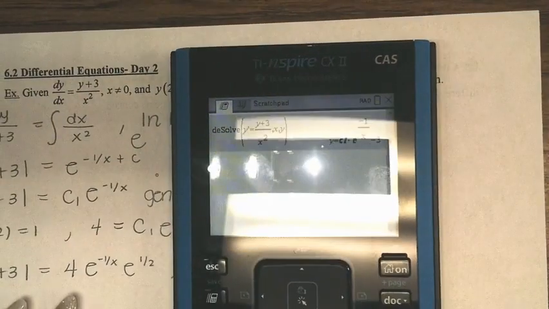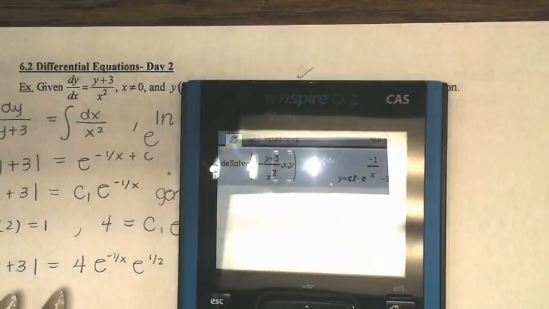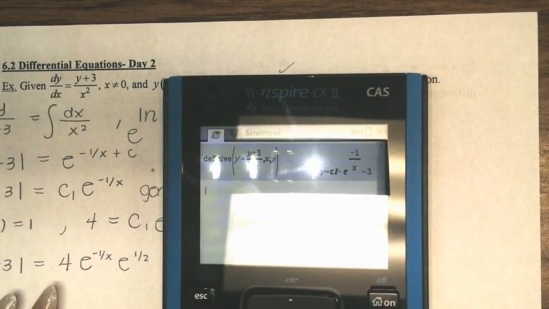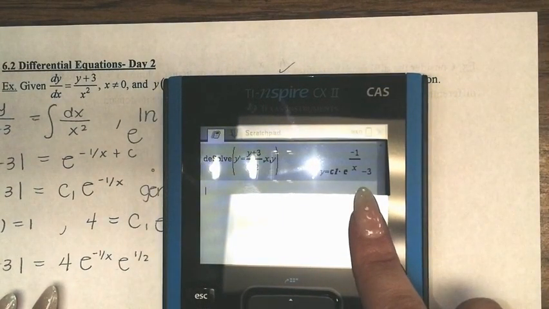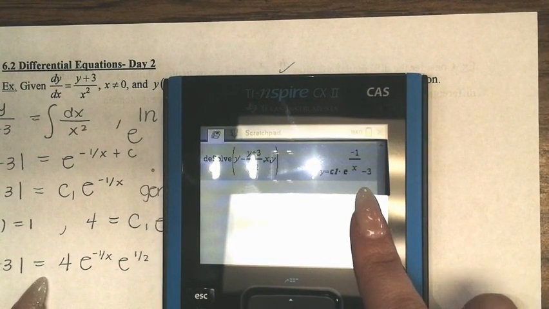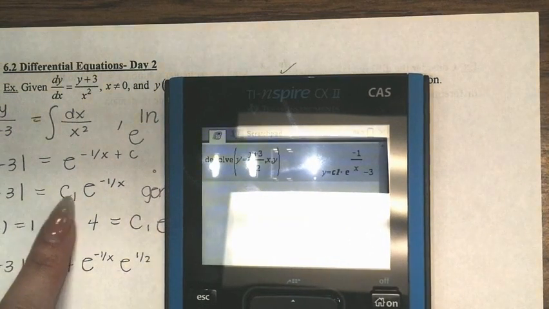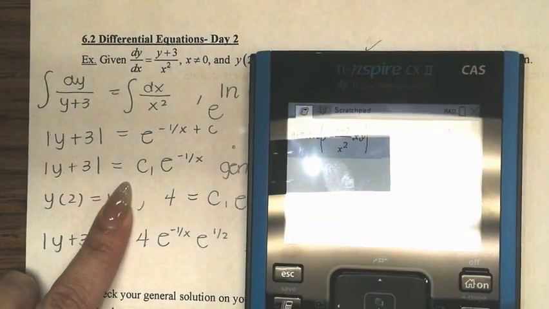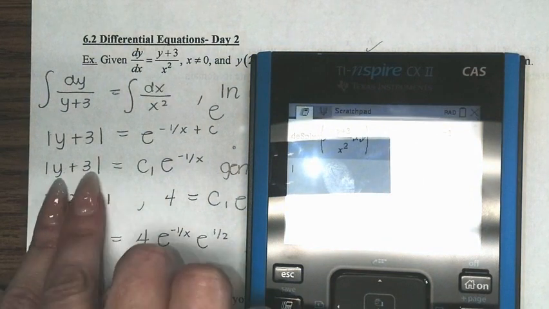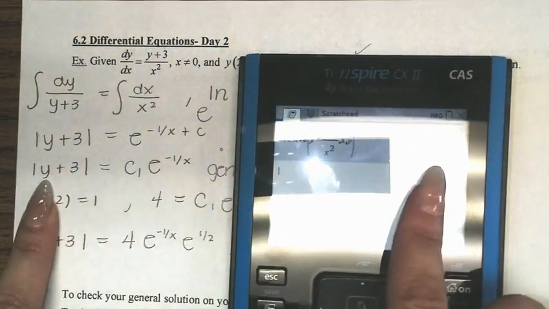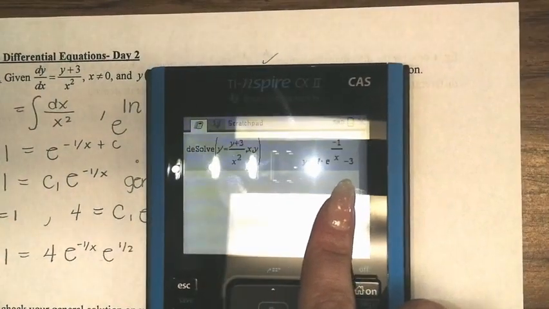So you can see that it's pretty similar to what we have. Why do we have this -3? Because pretty much what the calculator did is compare it with our general solution that we have here. It took out the absolute value and passed it negative. That's the -3 that you see here.